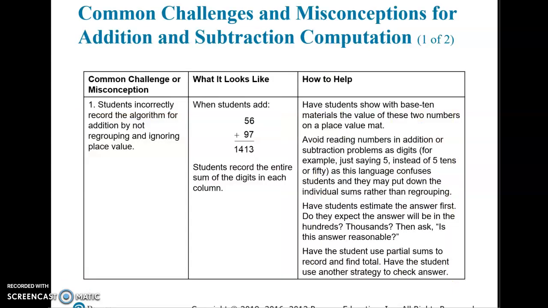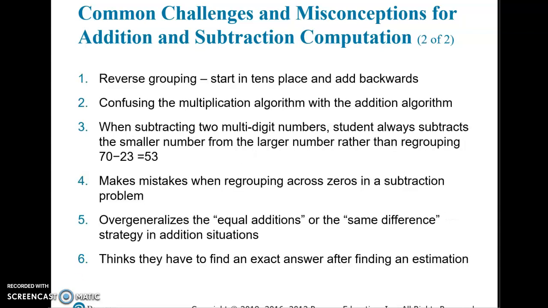For number 1, you can have students show the value of these 2 numbers with base 10 materials on placemats. Number 1 here, you can ask students to check their answers for reasonableness. If we start with 63 items and add more, we can't end up with only 16 items. Number 2, again, it is back to 2 key pieces: estimating the answer before calculating to see what a reasonable answer might be, and returning to the action of the situation with the base 10 materials.